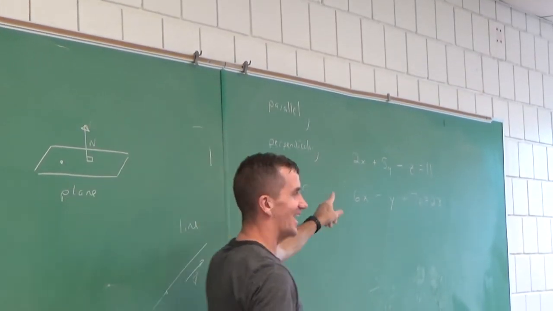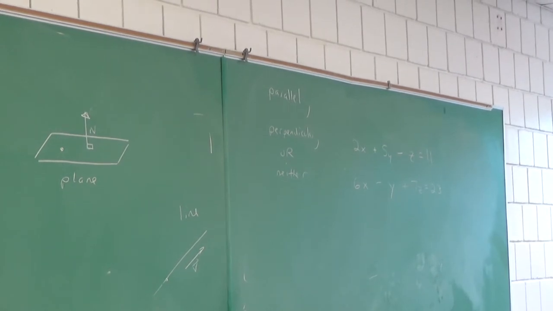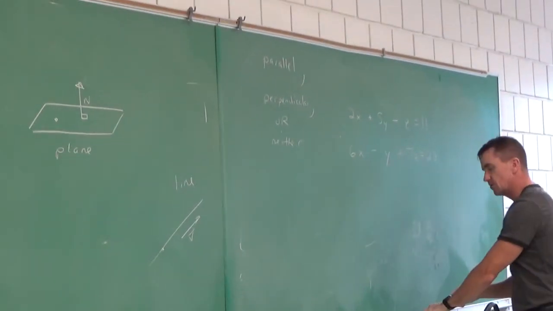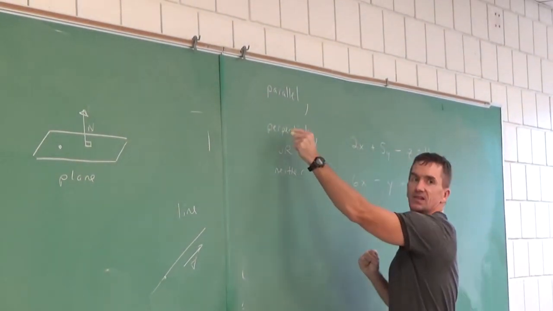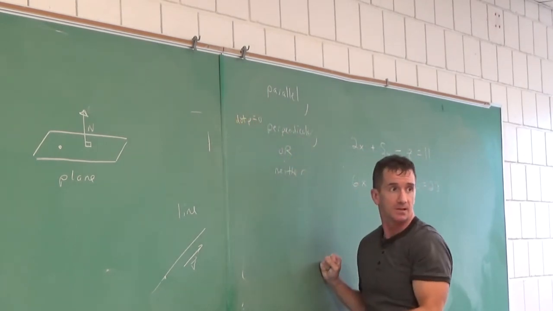To determine whether or not two planes are perpendicular to each other, the dot product would equal what? Zero. So that would be for this. That's what we're going to check. Now, if the dot product's not equal to zero, then they're not perpendicular.